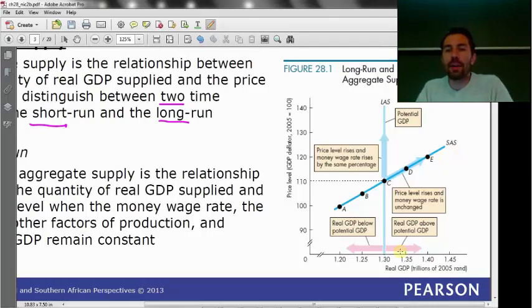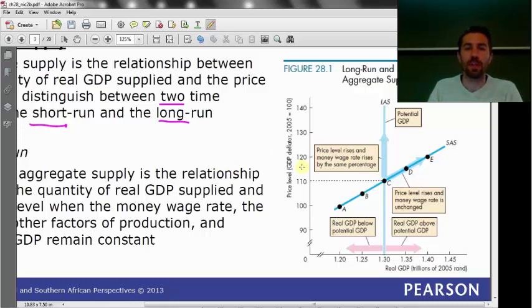Our long run aggregate supply, however, is this vertical curve. What does that tell us about the relationship between the price level and the quantity supplied in the long run? Regardless of the price level, I'm always supplying the same amount. Okay, that's new. That's a little bit strange. That's not the kind of thing that we've spoken about before. We'll talk more about it.